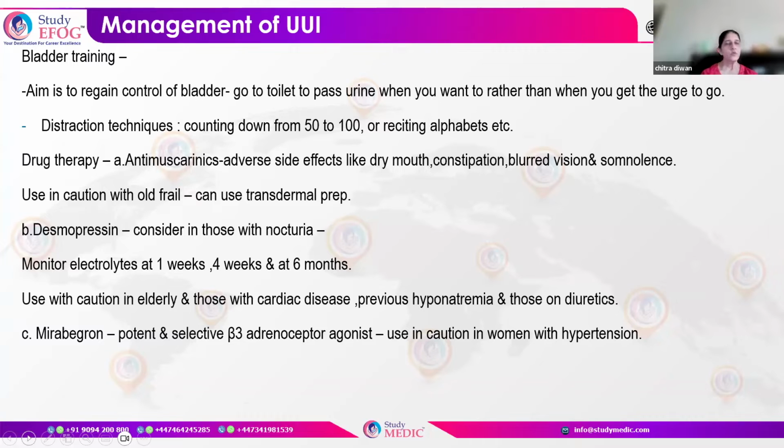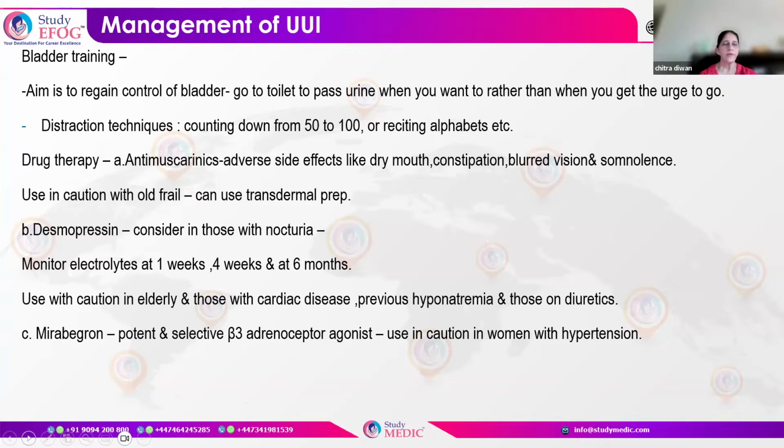Another drug that can be used is desmopressin, especially for women who have nocturia. It is very helpful, but you have to be cautious about using this drug. You have to monitor electrolytes at 1 week, 4 weeks, and 6 months. And you have to be very careful or use it with caution in women who are elderly or who have cardiac disease, previous hyponatremia, and those who are on diuretics.